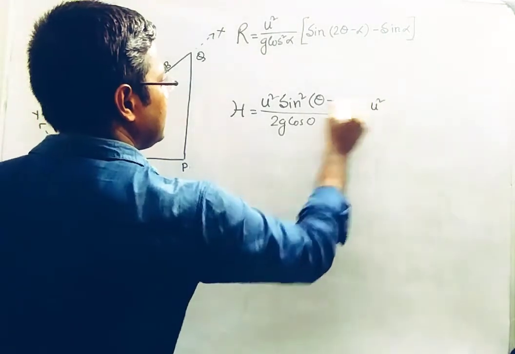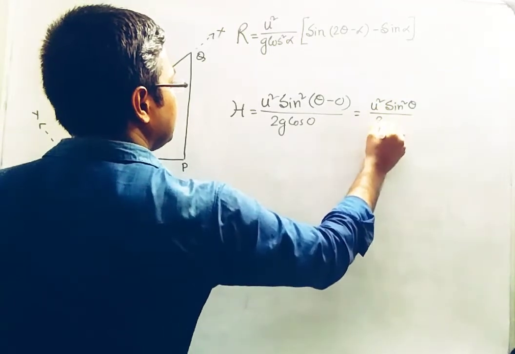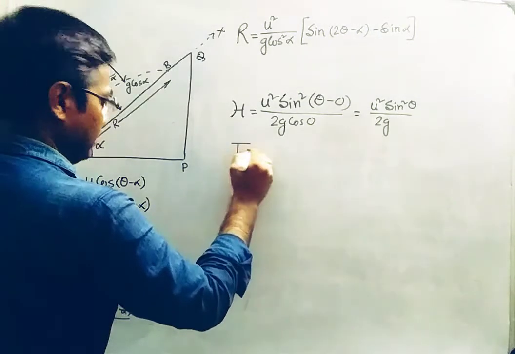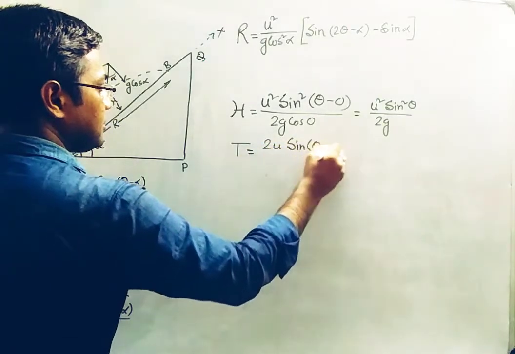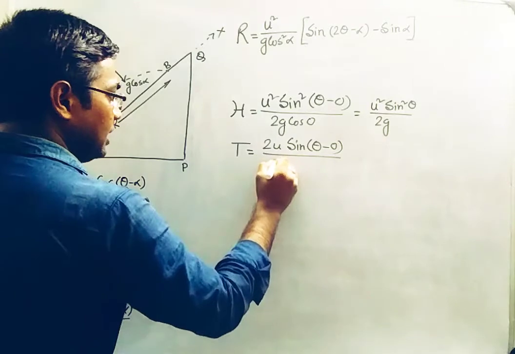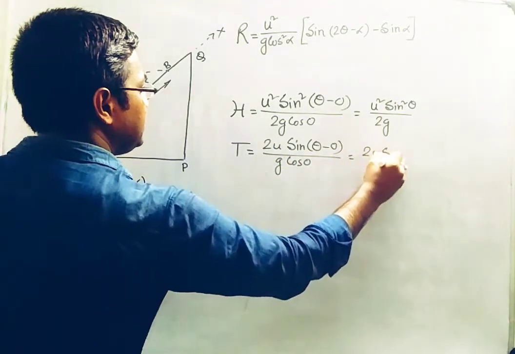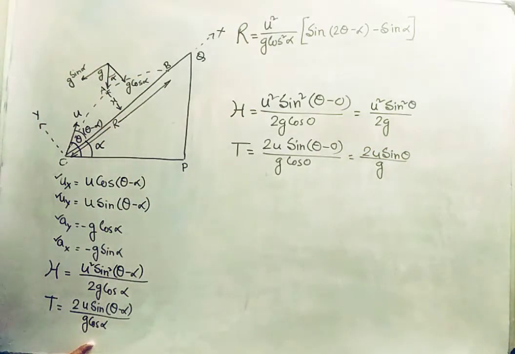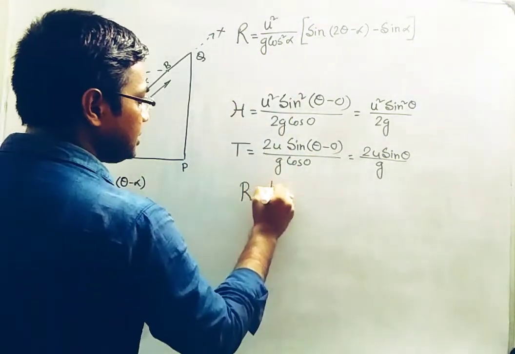So it is u square sine square theta divided by 2g. If I put alpha equal to 0 in this expression of total time of flight, then capital T equals 2u sine theta minus 0 divided by g into cos 0, which equals 2u sine theta divided by g.